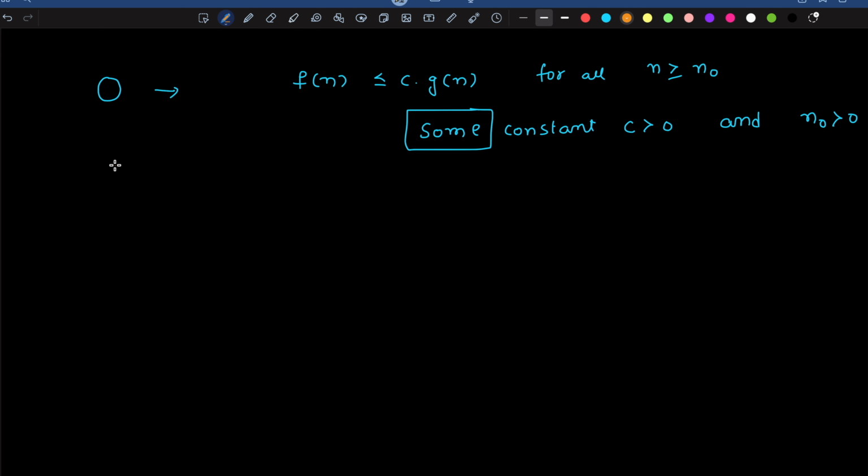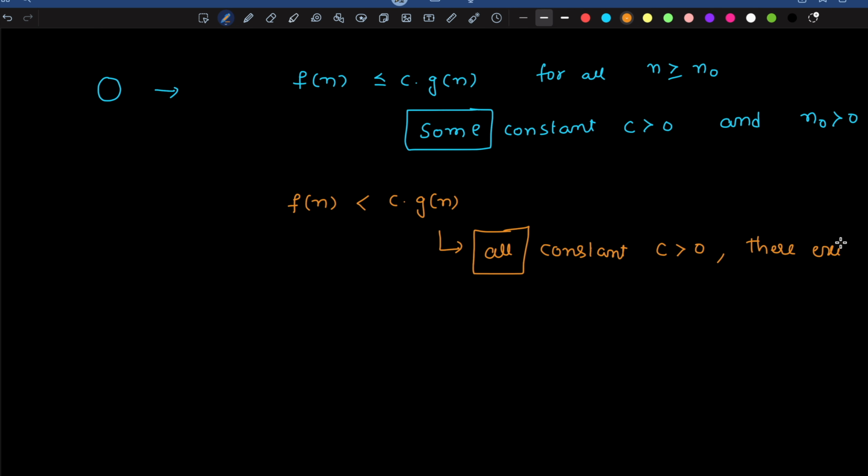Now what about small o? Here f of n is strictly less than c into g of n, for all constants c greater than 0. You just need to remember the term all here. There exists n0 such that f of n is less than c into g of n. So this is the key difference between the both of them. In big O, there exists some constant c, but for small o, for every constant c, you should satisfy this condition. This is the very important difference you should remember.